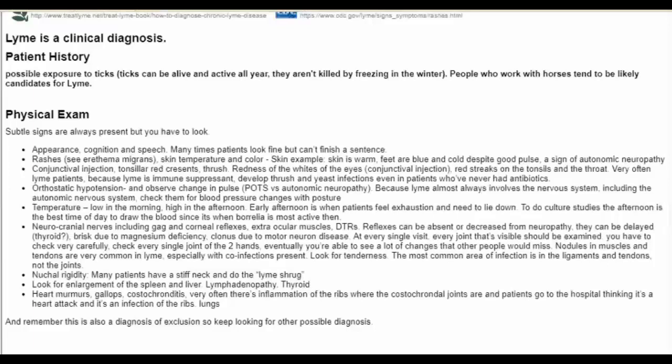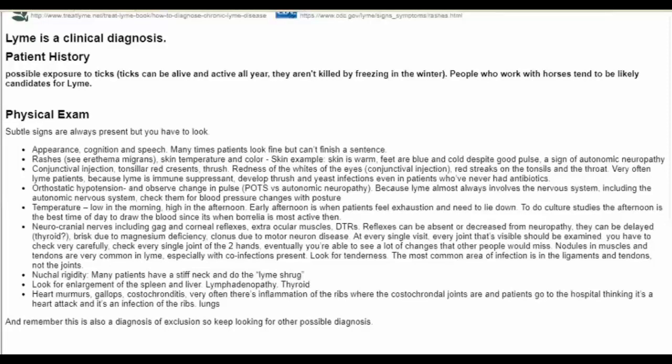Every joint that's visible in the body has to be examined. And I suppose that's something that each of us could do regularly if we wanted to, because eventually the doctor sees changes in the joints that other people would miss. And here it's looking for nodules in the muscles and tendons. The joints are starting to be malformed in some way. It could be subtle. There might be real tenderness in these nodules or joints. The most common area of infection is in the ligaments and tendons, not the joint.